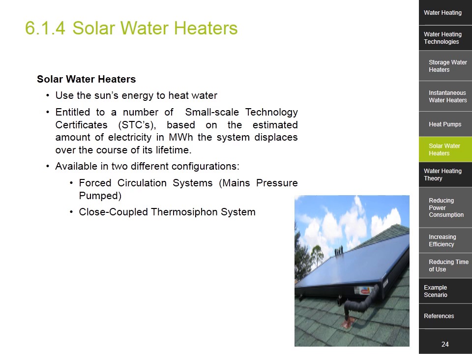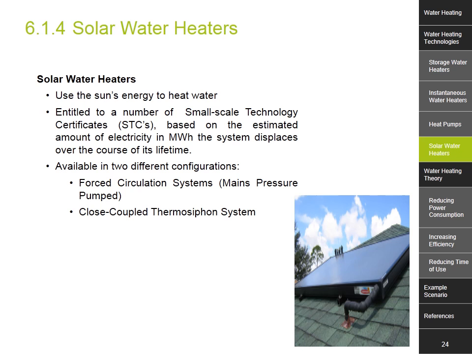Solar hot water heaters use the sun's energy to heat water by capturing it in a solar collector and cycling this heated water to a tank. They are entitled to a number of small-scale technology certificates, also known as STCs, under the Small-Scale Renewable Energy Scheme. The number is based on the estimated amount of electricity in megawatt hours the system displaces over the course of its lifetime. Most owners assign their STCs to registered agents and in return receive a financial benefit, often in the form of a discount off the invoice price. STCs are covered in further detail in the legislation module.